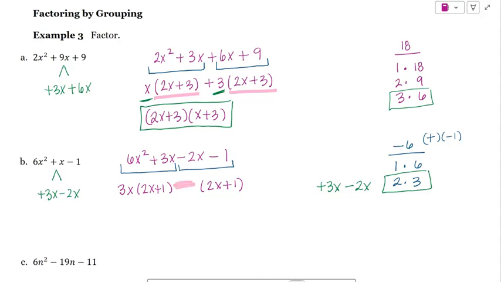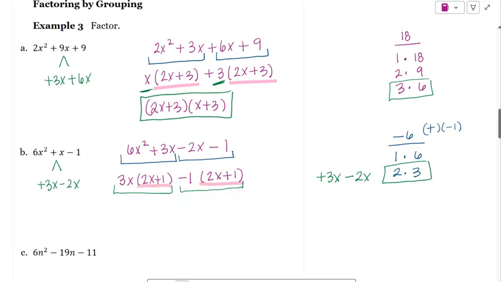And then ask myself, what do I need to put here that would have been factored out to give me a 2x plus 1 there? And it looks like it would be a negative 1. So I'm going to put a negative 1 here. And then again, I've got two terms. Here's a term, here's a term. The thing that's in common to both of them is what's in parentheses that can be factored out to the front. 2x plus 1. And after I factor that out, what I'm left with is a 3x minus 1.